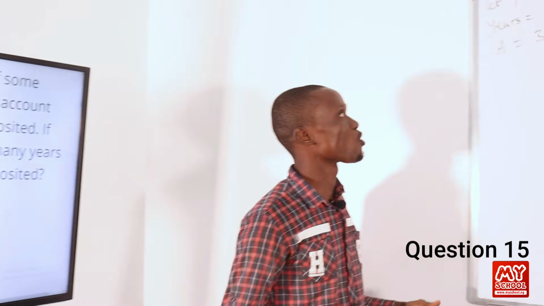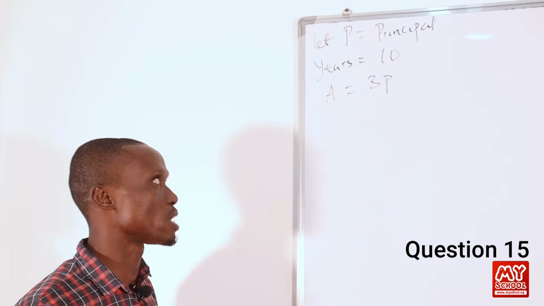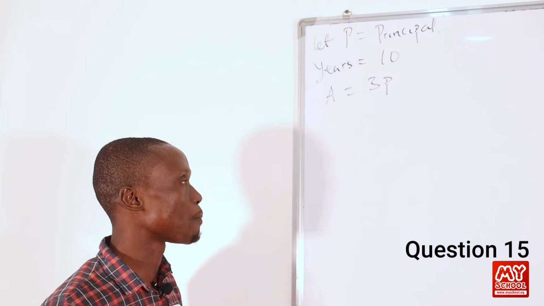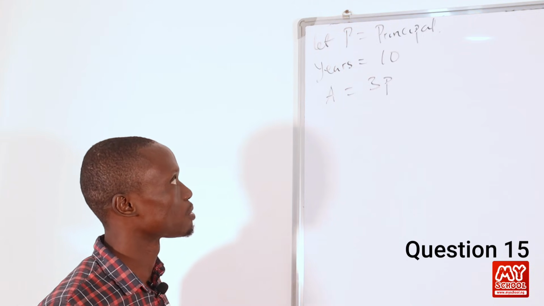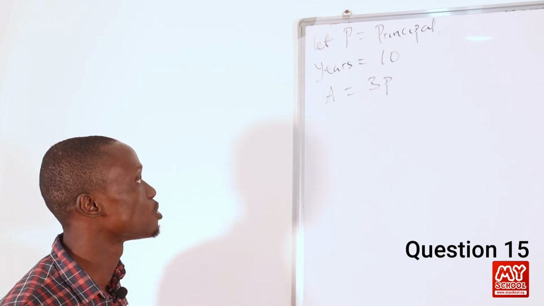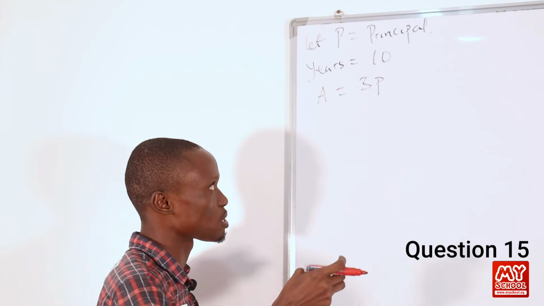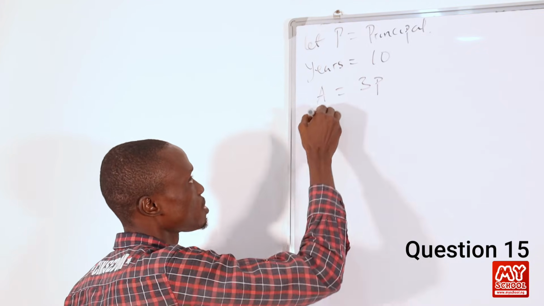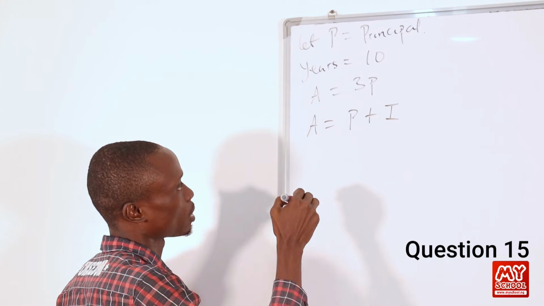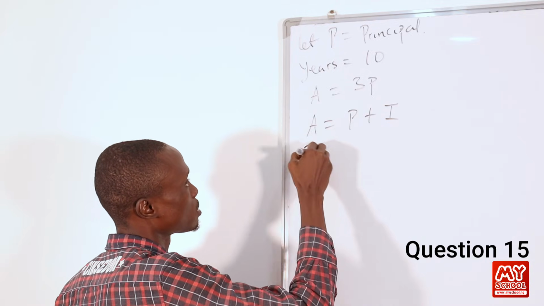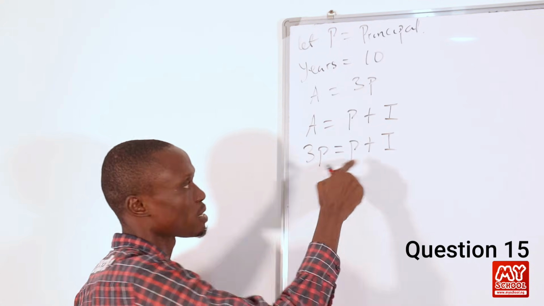So let's move ahead. Of course, we said let P be equals to the principal. Then, of course, the number of years is 10. Then, according to the question, the amount after 10 years amounts to 3 times the amount deposited. Okay, that is 3 times the principal. So in this case, A is equals to 3P. But we must not forget that there's a relationship between principal, interest, and amount, which is A is equals to P plus I. Okay, but our A is equals to 3P, so 3P is now equals to P plus I. So we can get the value of I here.